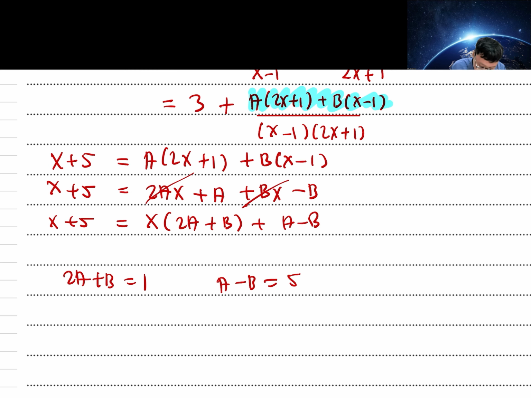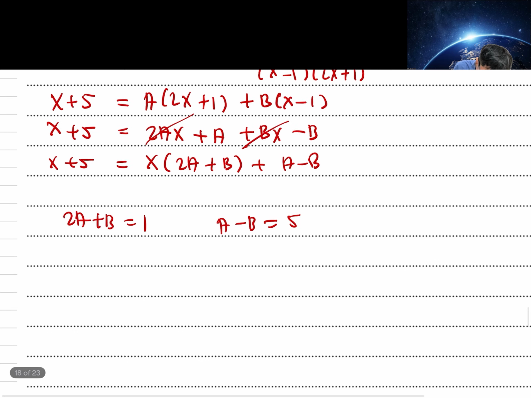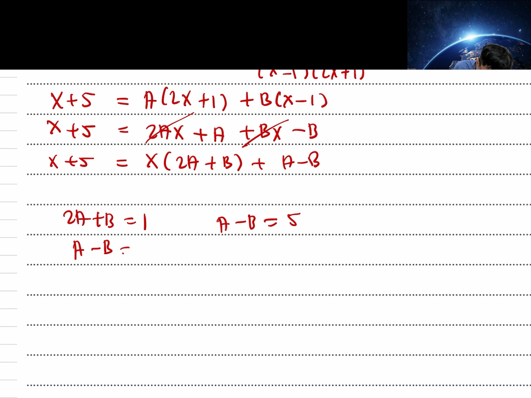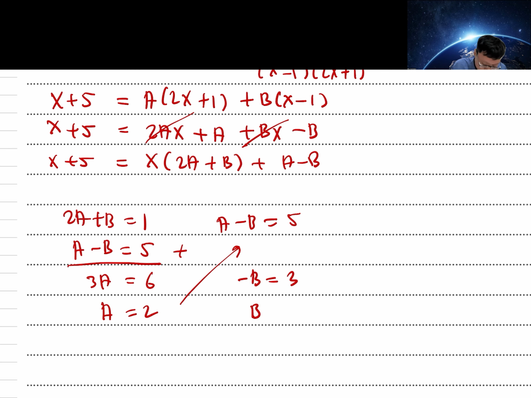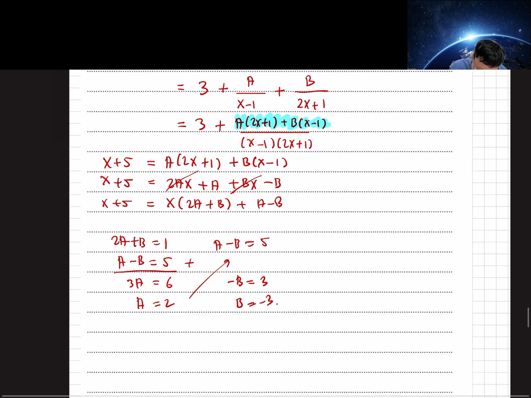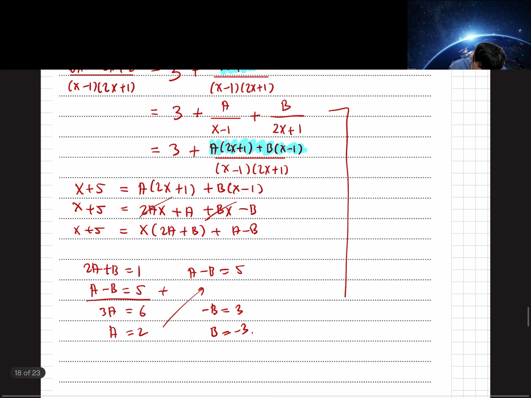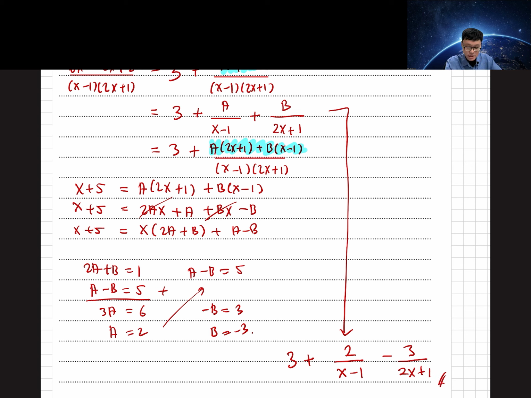Now, we just need to do the elimination. So I can add, I get 3a equals 6, a equals 2. So from a equals 2 here, minus b equals 3, or b equals minus 3. So we get a and b. So the final answer will be 3 plus 2 over x minus 1 minus 3 over 2x plus 1. So this is the final answer.